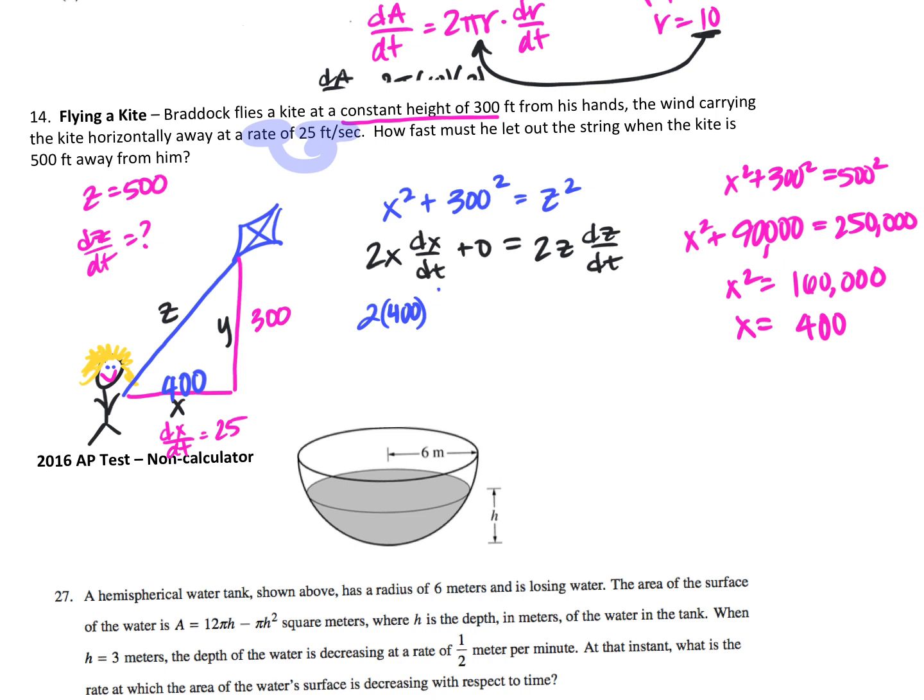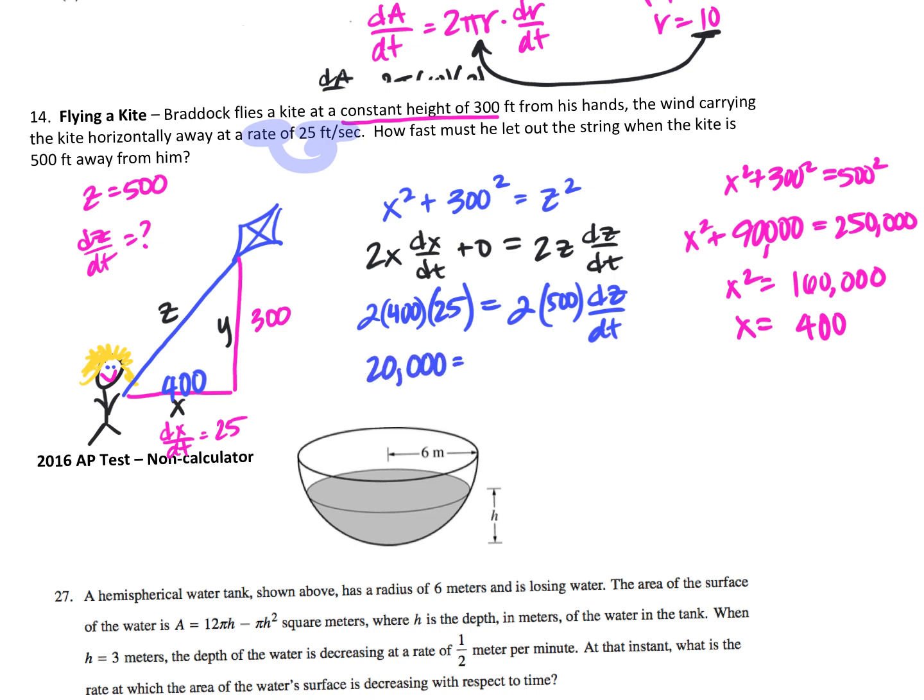Okay, dx dt. 25. 25 times 400. The derivative, 2z. What was my z at that moment? dz dt, we don't know. That's what we're solving for, right? Without a calculator, 50 times 400, how I like to think about that, 20,000. 50 times 4, or 5 times 4, is going to give me 20,000.